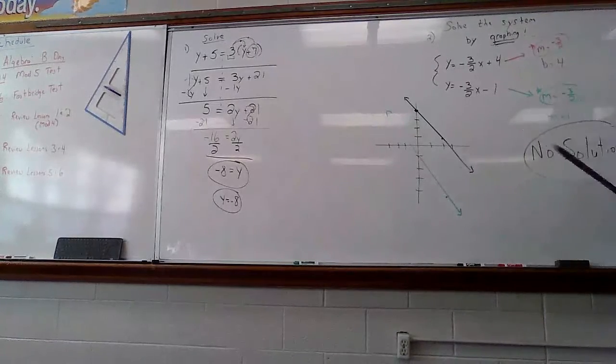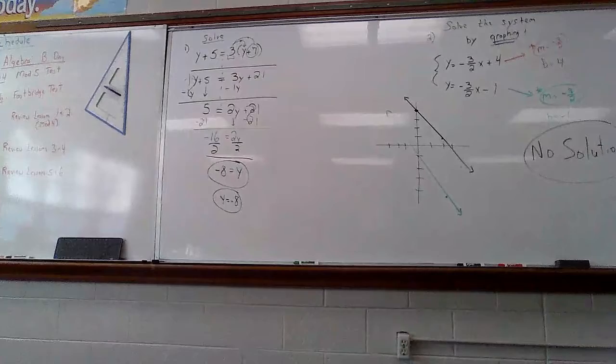But it's not just if the slopes are the same. If the slopes are the same and the y-intercepts are different, it will be no solution. If the slopes are the same and the y-intercepts are the same, it's the same line, which means it's infinitely many solutions. And that's in the video. So if you're like, man, I don't remember this at all, go back to lesson 26 and take notes.